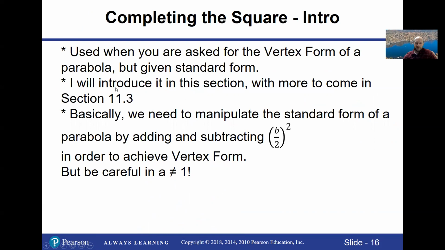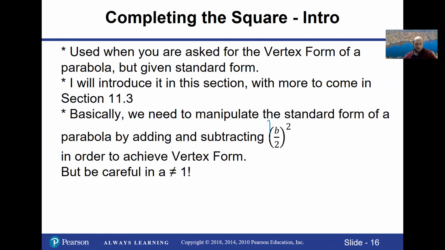And again, I'm introducing this now, but I'm going to cover it more in section 11.3. Basically, how we go from standard form to vertex form is we need to manipulate the standard form of a parabola function by adding and subtracting b over 2 squared. And I'm going to do some examples.